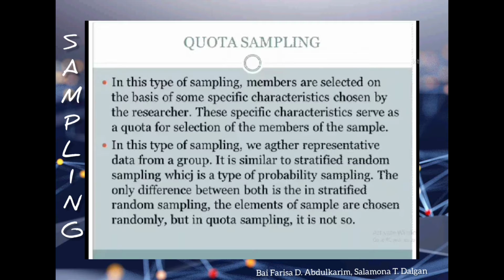Quota sampling. In this type of sampling, members are selected on the basis of some specific characteristics chosen by the researcher. These specific characteristics serve as a quota for selection of the members of the sample. In this type of sampling, we gather representative data from a group. It is similar to stratified random sampling, which is a type of probability sampling. The only difference between both is in stratified random sampling, the elements of sample are chosen randomly, but in quota sampling, it is not so.